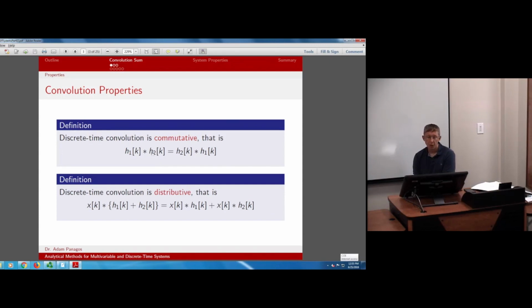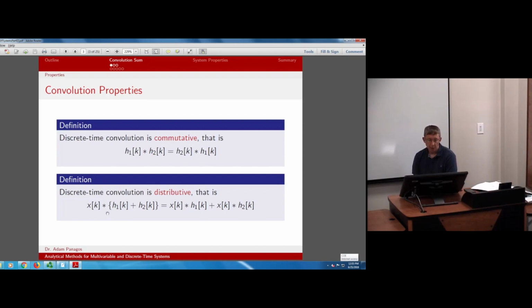It's not too hard. Just write down definitions, do some swaps of sums, define some change of variables, a lot of algebra, nothing too profound. Another property of discrete-time convolution is that it's distributive, meaning if I convolve with a sum, that's the same as convolving and then adding two sums.